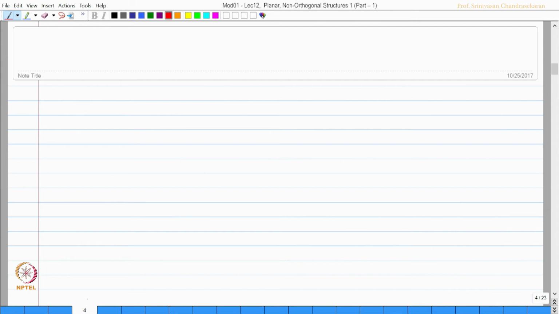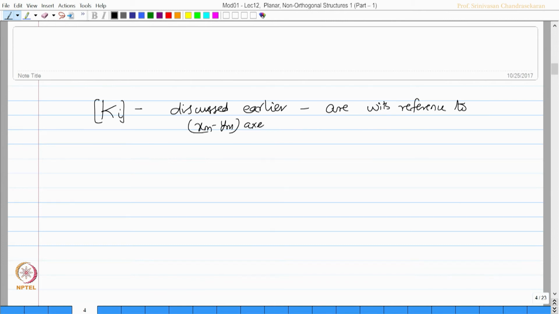So, now the stiffness matrix K I, what we have discussed so far are with reference to the XM YM axis system.